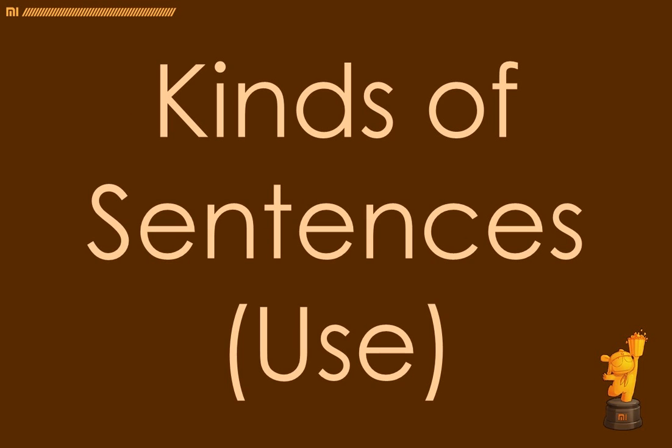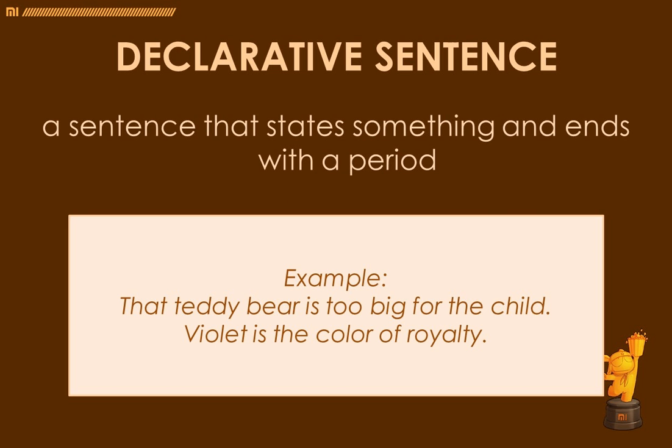There are four kinds of sentences according to use. The first one is a declarative sentence. A declarative sentence is a sentence that states something and ends with a period. For example, that teddy bear is too big for the child. Violet is the color of royalty.